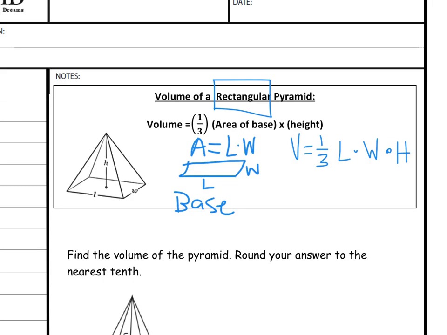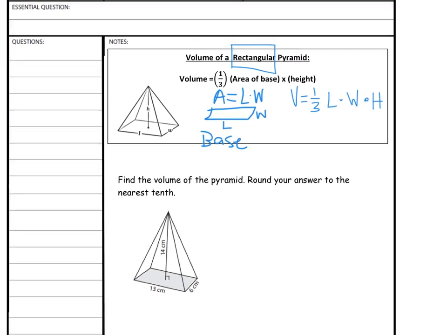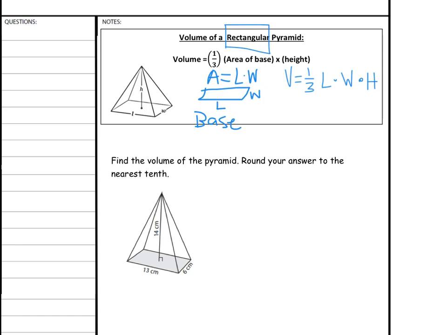So we have an example below that is a rectangular pyramid. And so I need to label what these measurements are first. So I'm going to label that 13 centimeters is the length, 6 centimeters is the width, and the height is 14 centimeters. Now I'll write down my formula. Volume equals 1/3, and since it's rectangular, the area of the base, I can write length times width, and then I have to multiply by height.